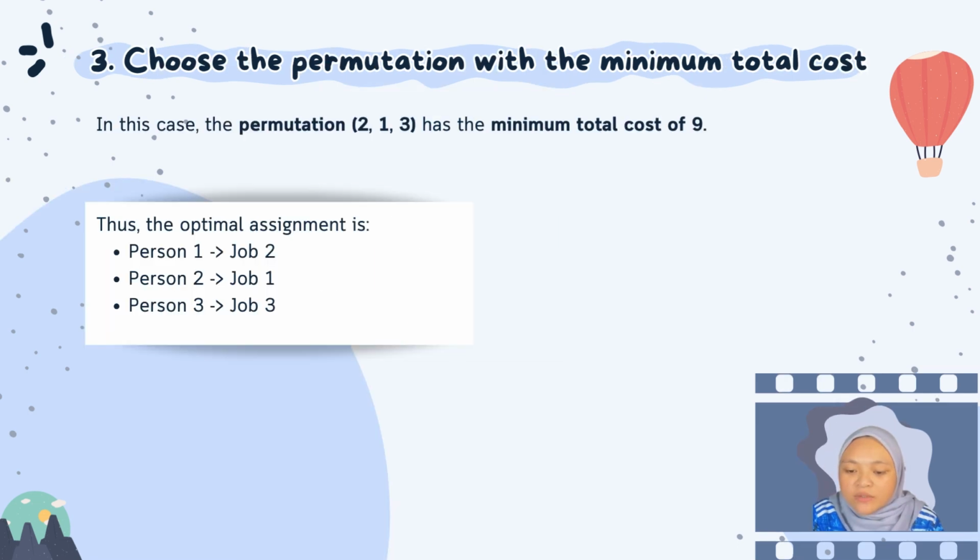The last step, we need to choose the permutation with the minimum total cost. In this case, the permutation person 2 job 1, person 1 job 2, and person 3 job 3 has the minimum total cost, which is 9. Thus, the optimal assignment is person 1 assigned to job 2, person 2 assigned to job 1, and person 3 assigned to job 3.